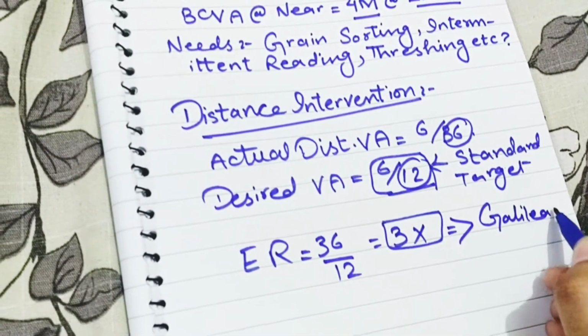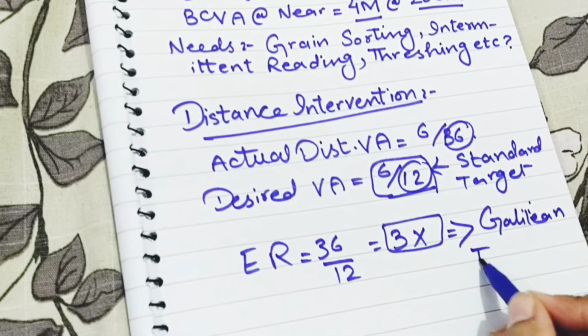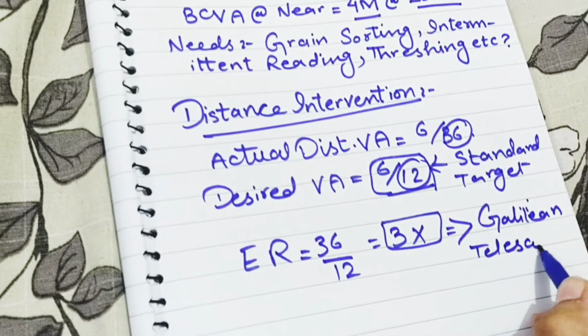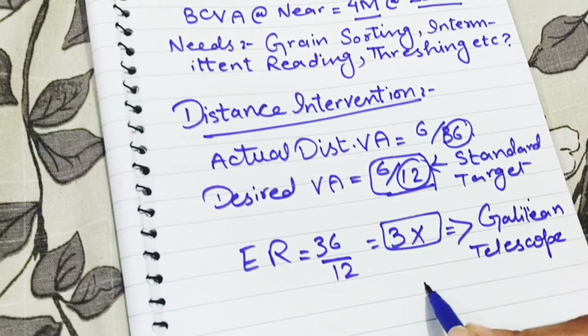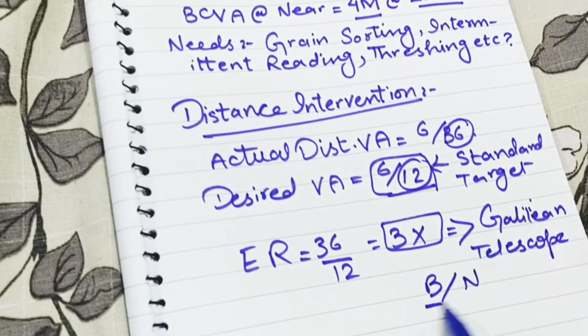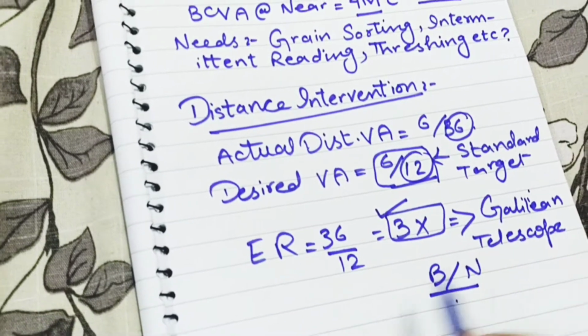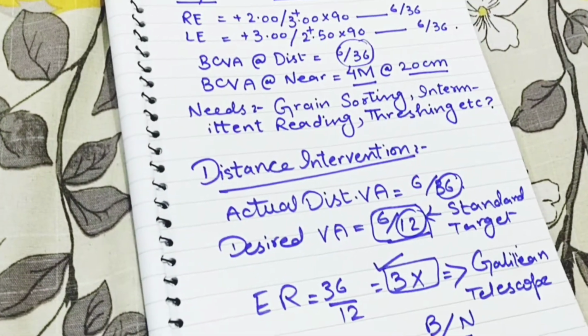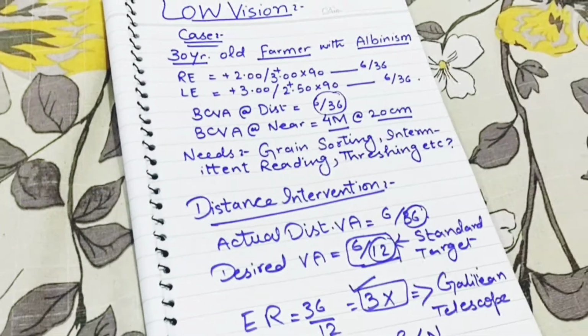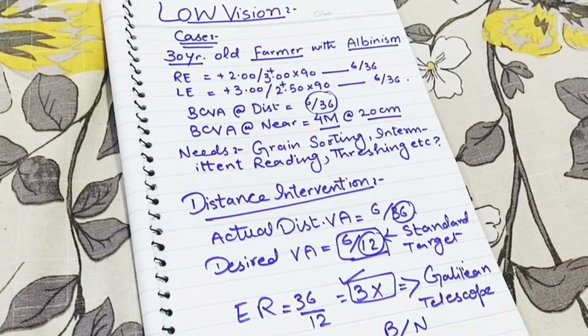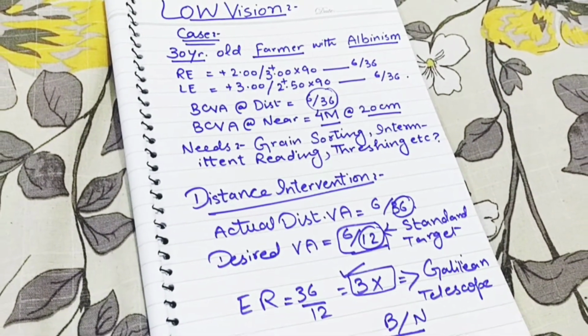So a Galilean telescope of 3x is dispensed to the patient binocularly. As we know, Galilean telescopes are available in 2 to 3x power. So a Galilean telescope is dispensed to the patient binocularly.